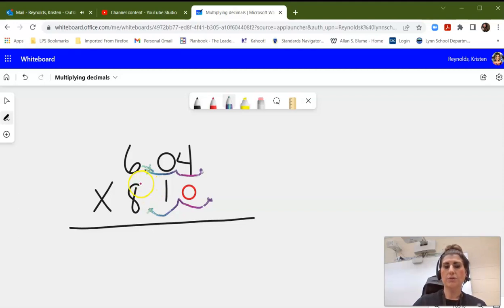So now you could do two things here. I added the 0. I could also not have added the 0 and then only move the decimal once and still have a whole number. Okay, so those are two different ways. I'm going to do it this way because that's one less 0 I have to multiply by. All right, so now I have 604 times 81.